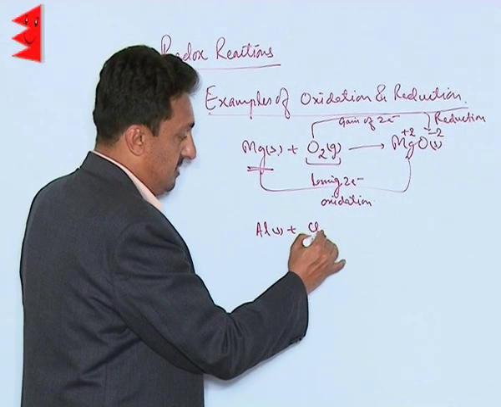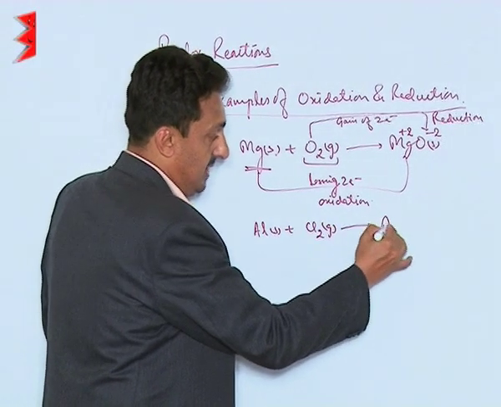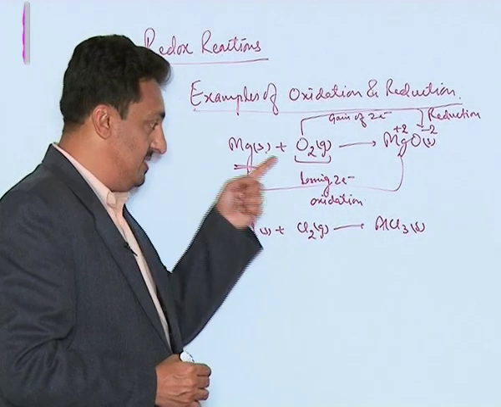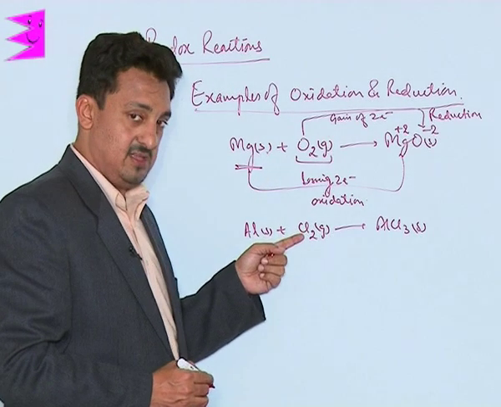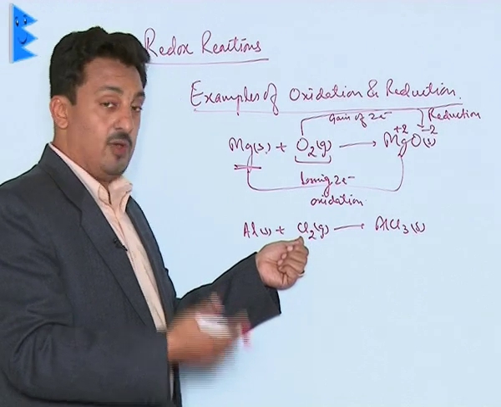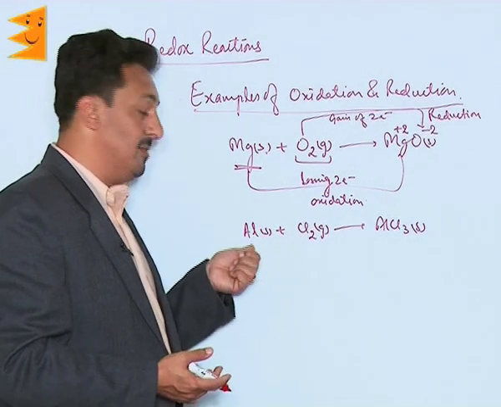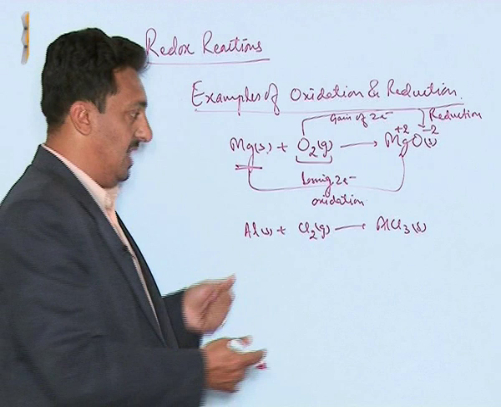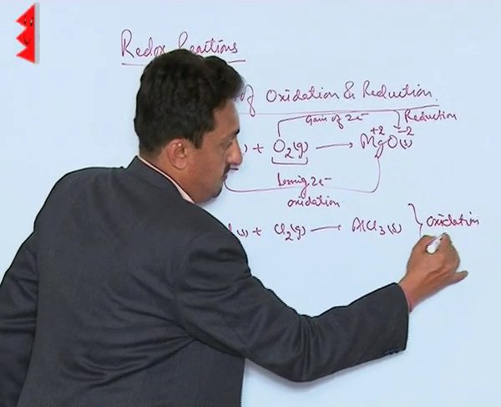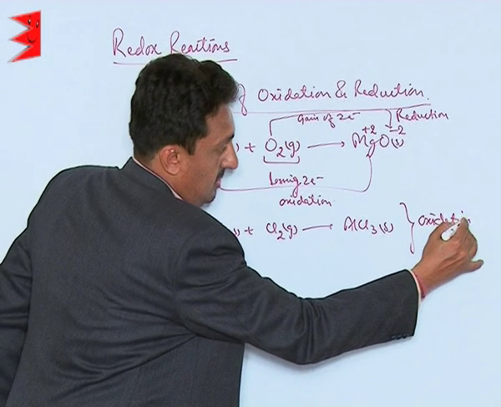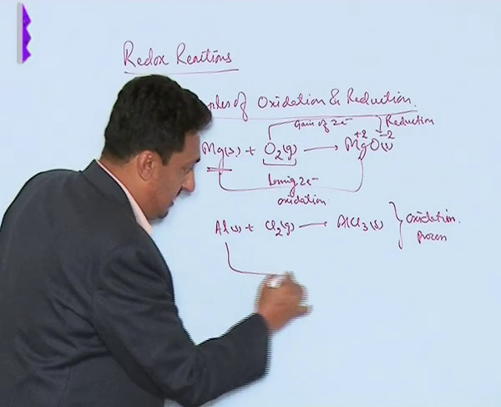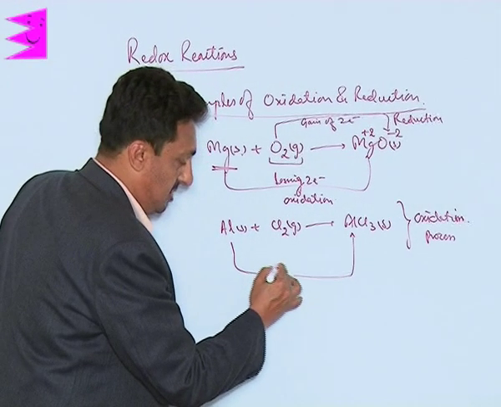When it is heated with chlorine, what we get is AlCl3 solid. Now again, in this case, it's not the oxygen which is there, but we can still call this an oxidation process because the more electronegative chlorine is added to the aluminium. So it can be categorized as oxidation process. But what is important to note in this case is that aluminium is undergoing the loss of electrons.